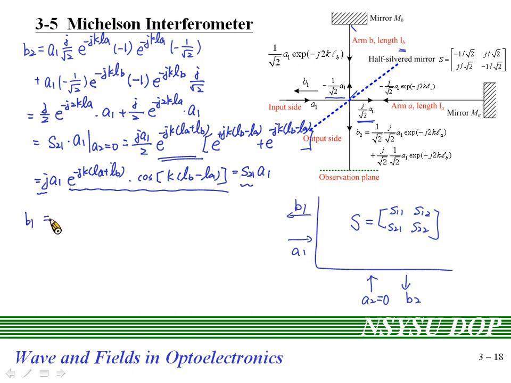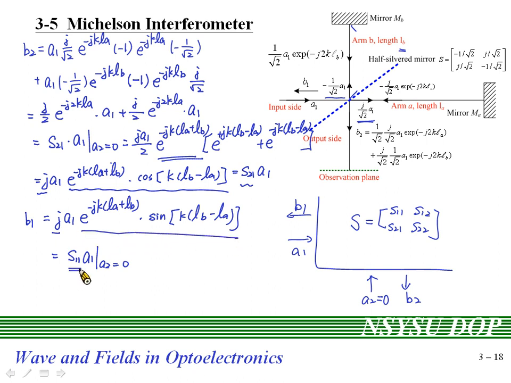It can be expressed as jA1 times exponential minus jk(LA plus LB) times sine function k(LB minus LA). And we also know that B1 can be written as S11 A1 as A2 is 0. So clearly, this part will be S11.